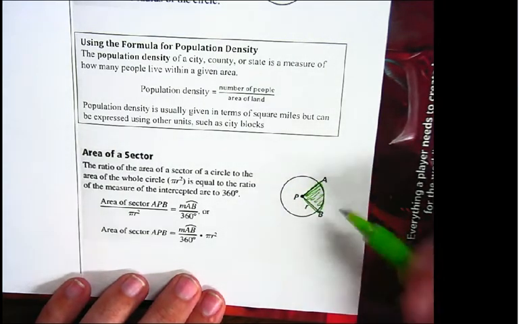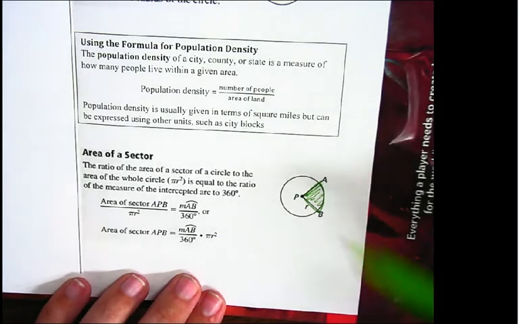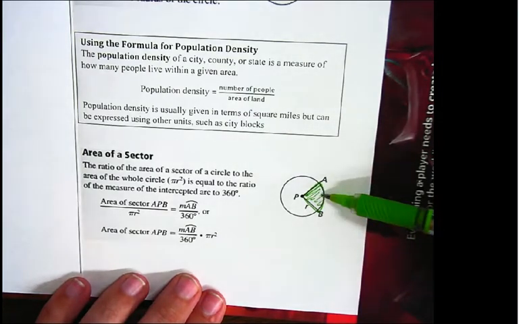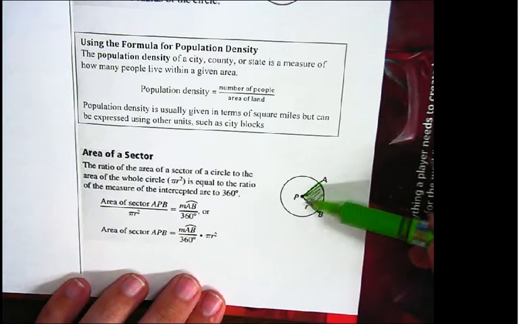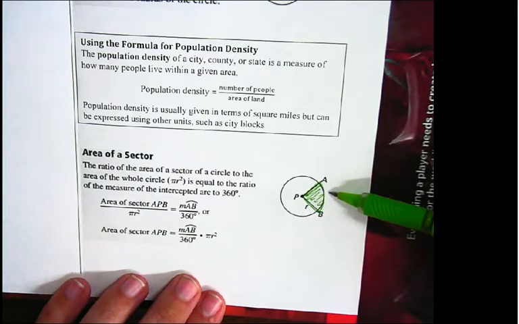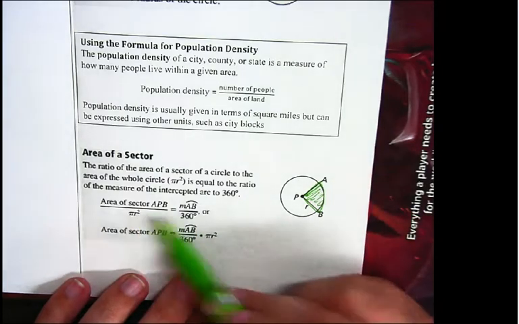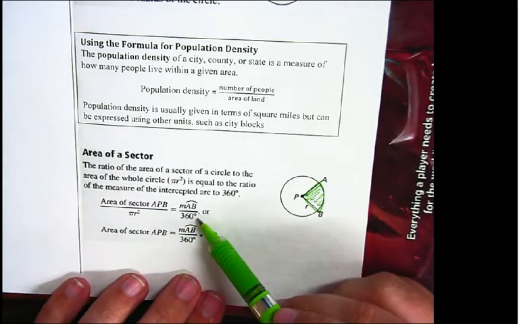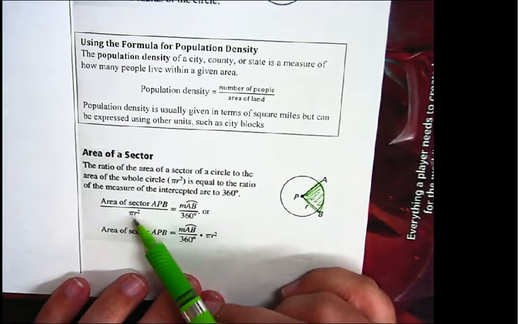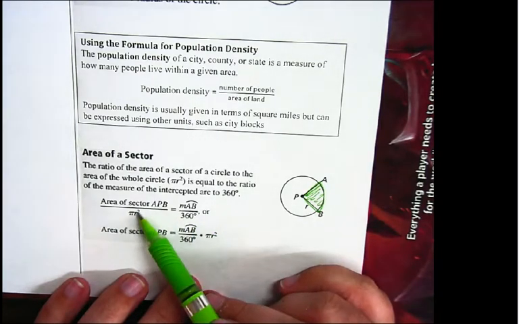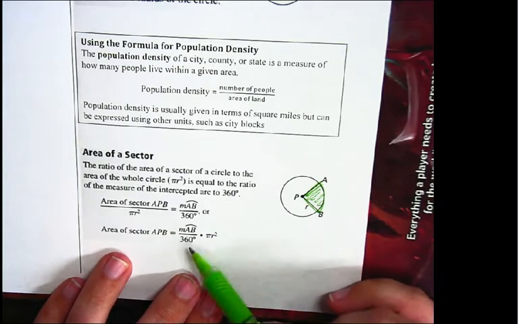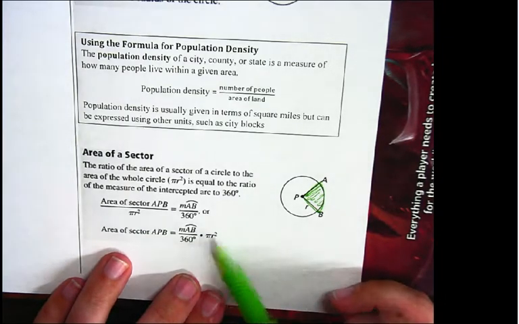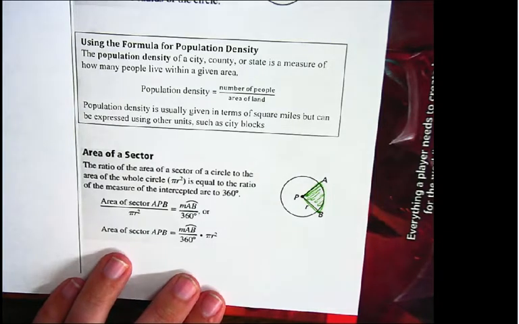It doesn't matter. Okay, so what you have is area of the piece over the area of the entire thing equals the degrees for the piece over the degrees of the entire thing. All right? You can either have this as a proportion and just leave it like that, or you can multiply both sides by pi r squared, so you have area of the sector is equal to the arc over 360 times pi r squared, the area of the entire thing.